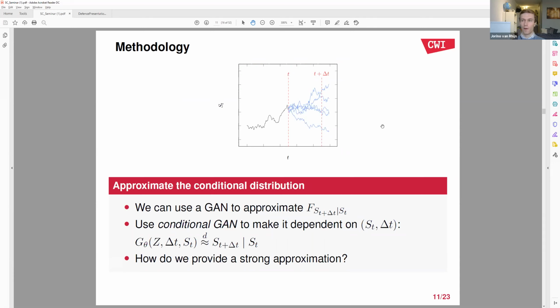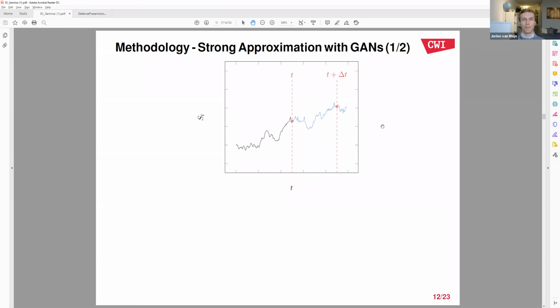But what's still open is how do we get a strong approximation? Because GANs can only find the distribution. Or basically at the start, we didn't know, right? If we find the distribution, then does that mean that the GAN also finds a strong approximation? That was still open. So we needed a way to ensure that the GAN can also find the strong approximation.